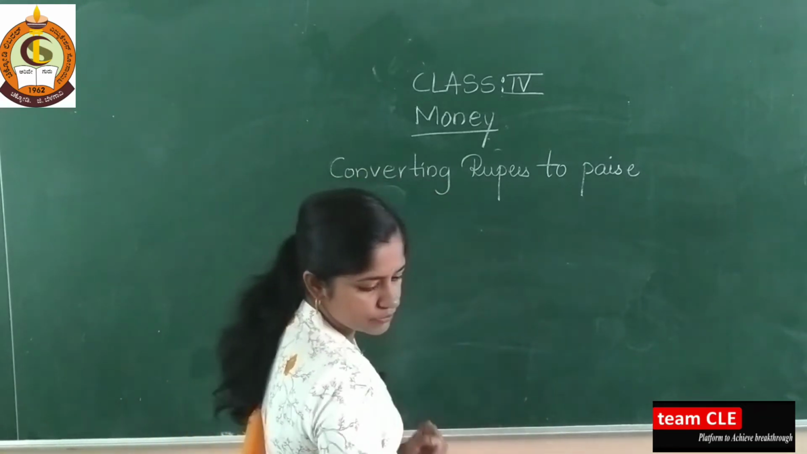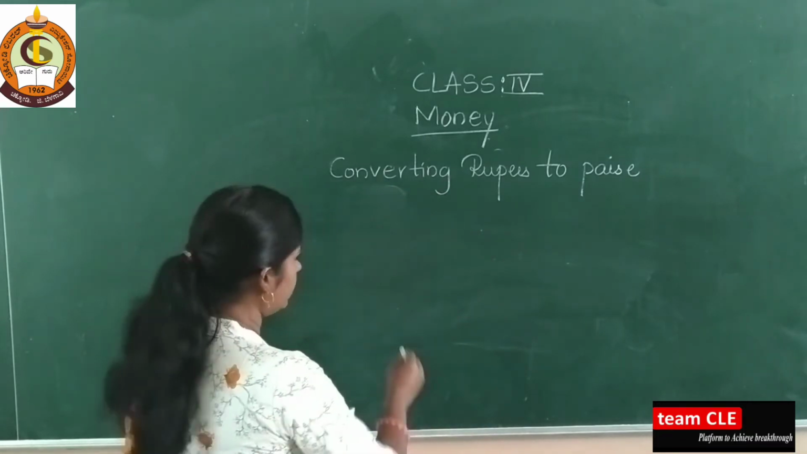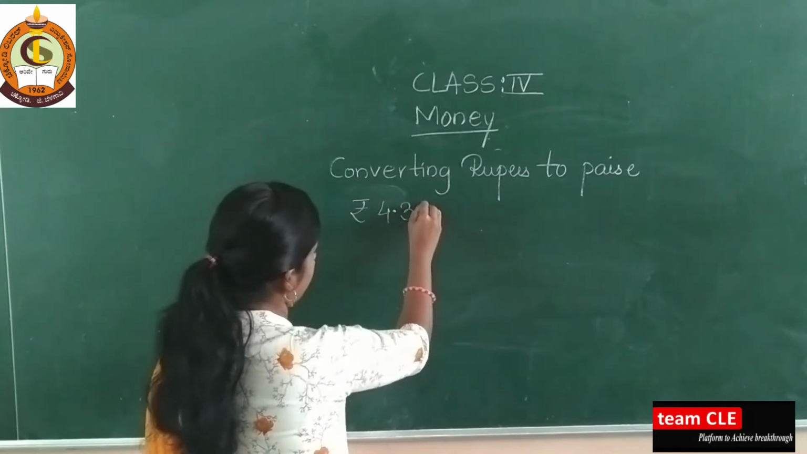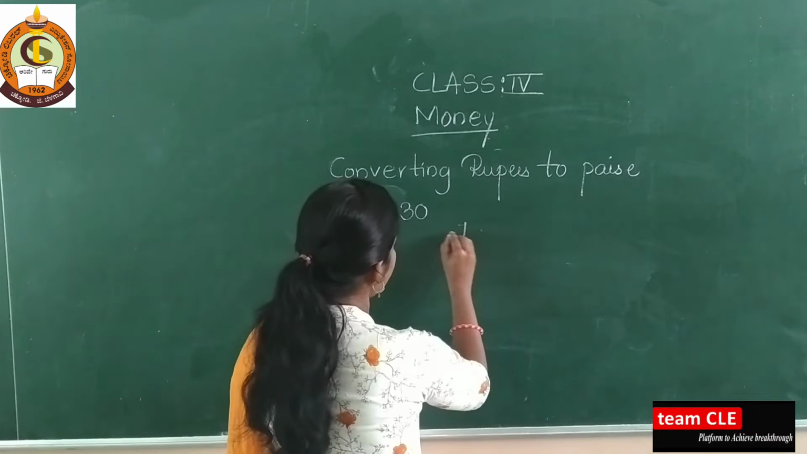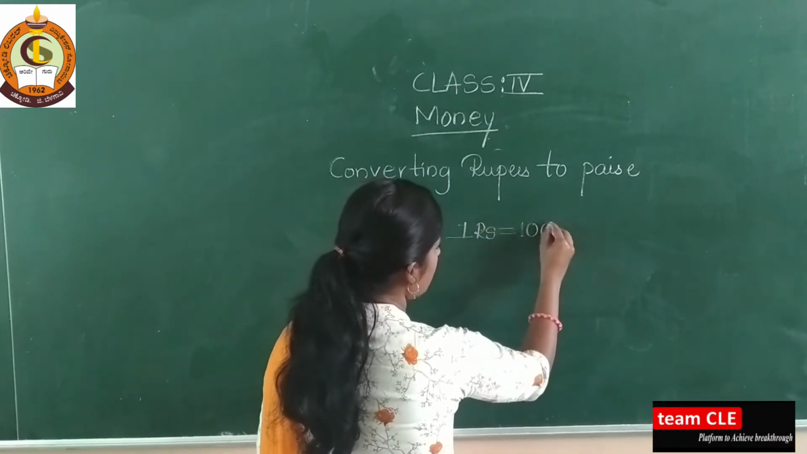I will solve one more example from your textbook. Here I will take 4 rupees. The question is to convert 4 rupees 30 paise into paise. Here also the same procedure. 1 rupee is equal to 100 paise.